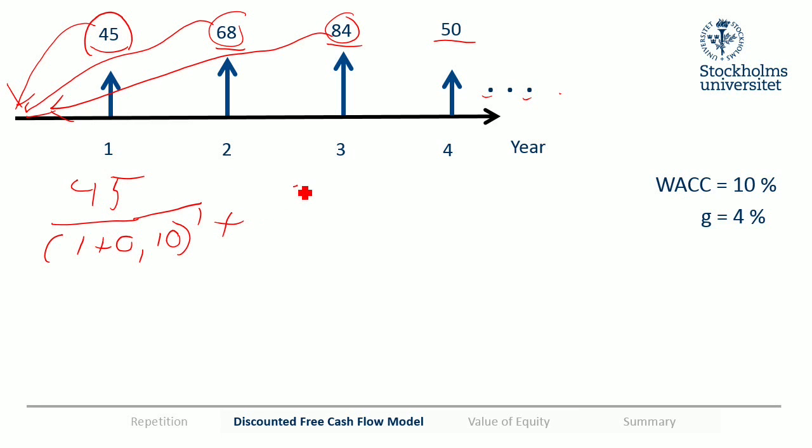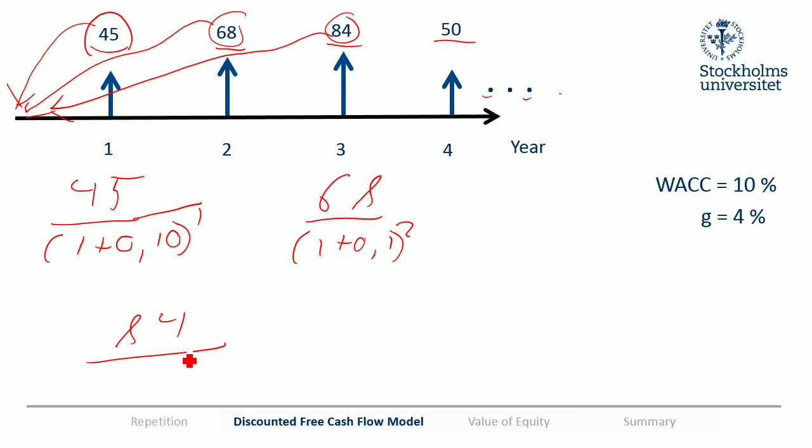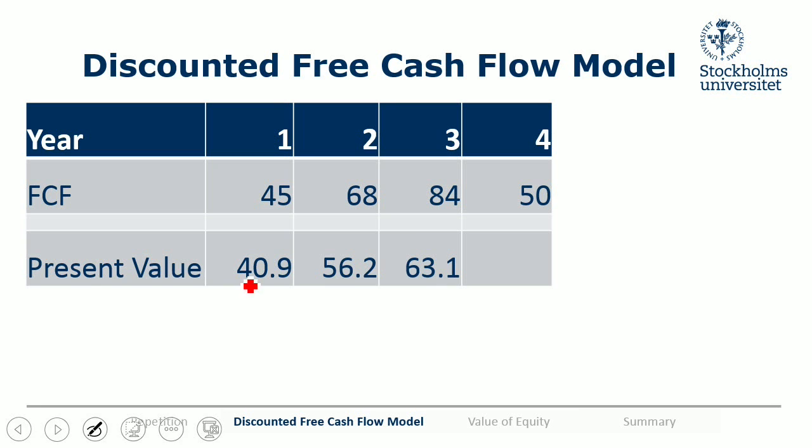Then we would compute for the 2nd year, 68 divided by 1 plus 0.10 to the power of 2. So this is for the 2nd year. And for the 3rd year, we would take 84 divided by 1 plus 0.10 to the power of 3. Okay, if we do that, we find the present values that are given here.